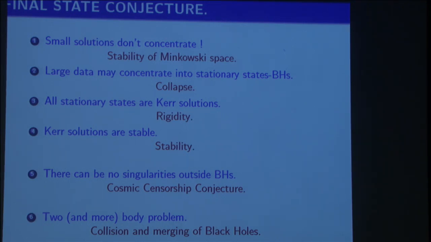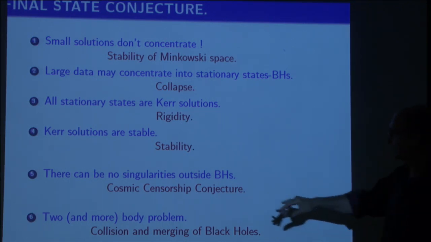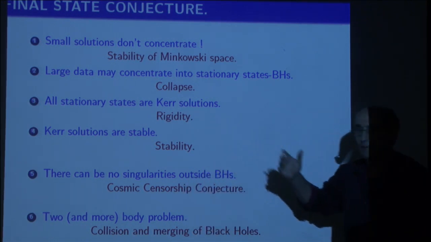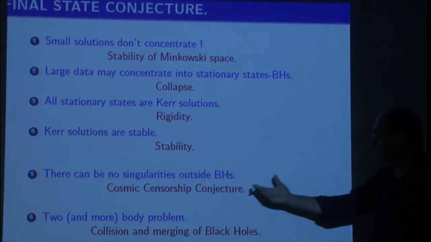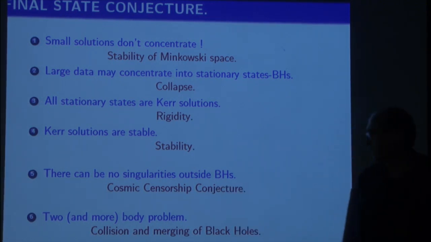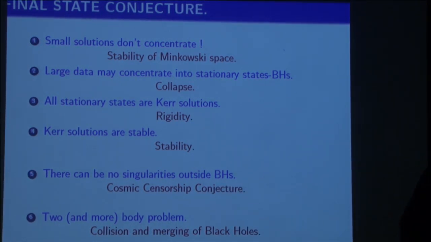Unless they satisfy this stability condition. Then there are many other things that you'd have to understand before understanding the whole thing. For example, cosmic censorship conjecture, the fact that there are no singularities. This is a global regularity conjecture. The fact that there are no singularities outside black holes, right? This is another major problem in general relativity. And for the moment, the only thing we know is the spherically symmetric case due to Demetrios Christodoulou.